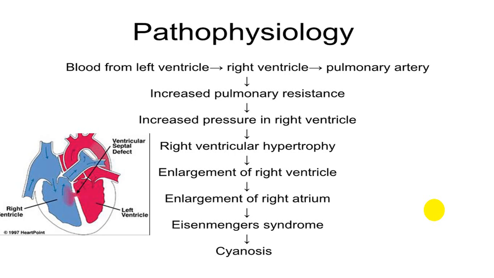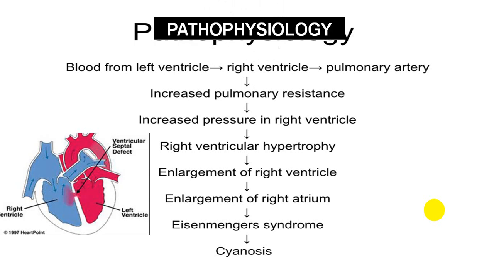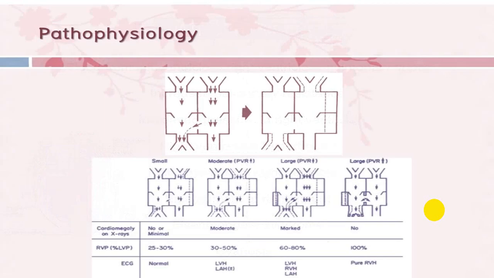Between 5 to 15, it will be a moderate defect, and a very large defect we call a big defect or a large defect. So very easy to understand.